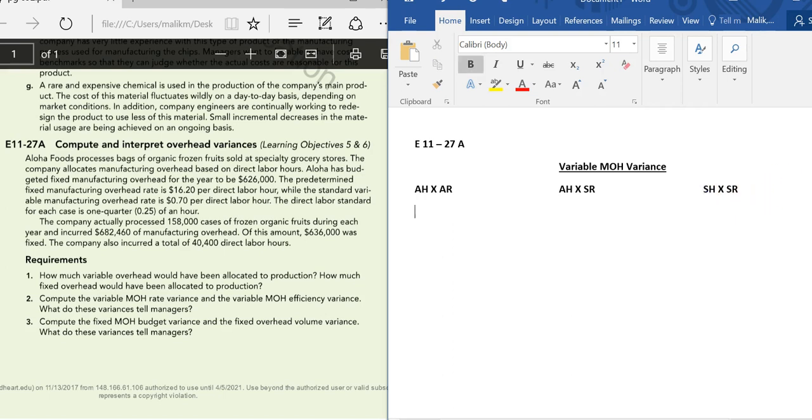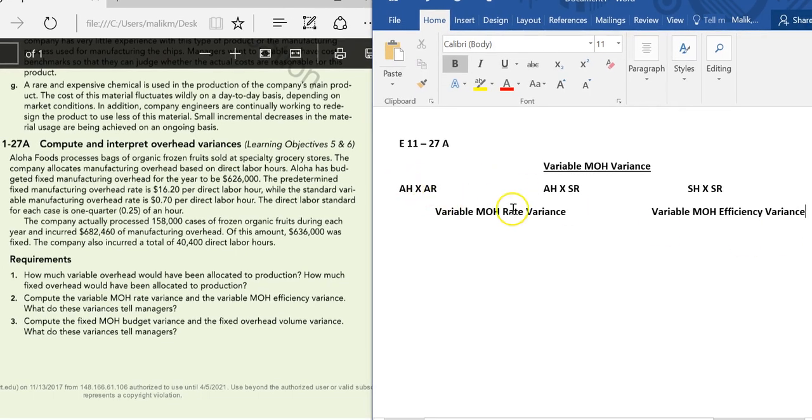So we will call these differences as the variable manufacturing overhead efficiency variance. So now let's recall it again, the differences between the first and second box is known as variable manufacturing overhead rate variance. And then the second and the third box will be known as the variable manufacturing overhead efficiency variance. And now what we will be doing, we will be actually plugging all these numbers by reading this problem, and then we'll do our calculation.